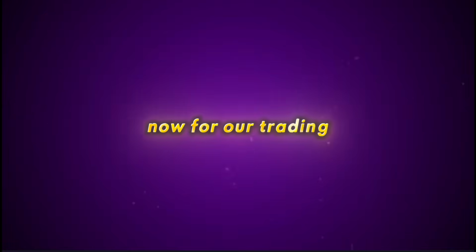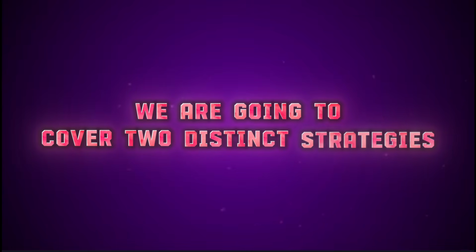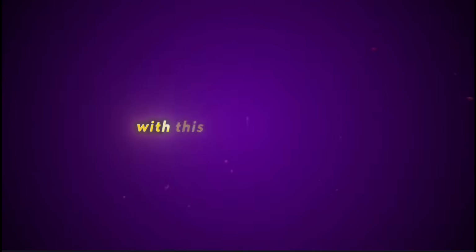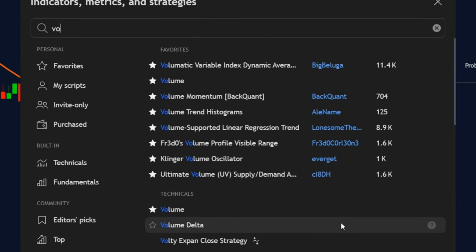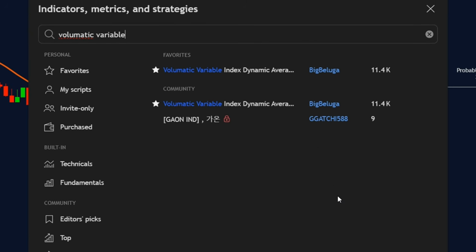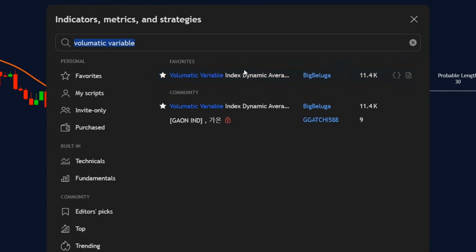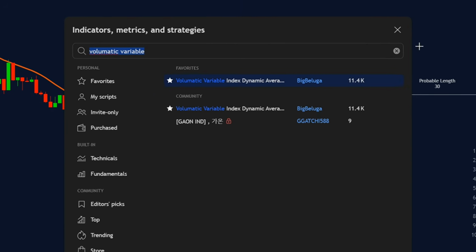Now for our trading strategy. Right after the settings, we usually go straight to the plan. We are going to cover 2 distinct strategies with this indicator. For the first strategy, which is our high probability approach, we are going to add 2 additional indicators for confluence. On the indicator search tab, you want to type volumetric variable index dynamic average. It is quite a mouthful, but look for the one by the author Big Beluga.